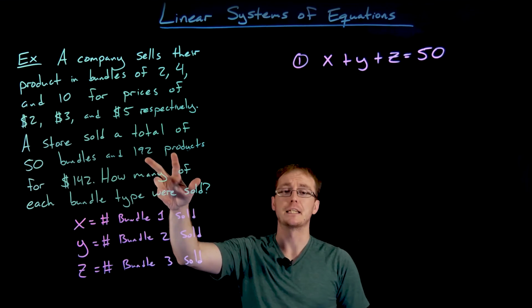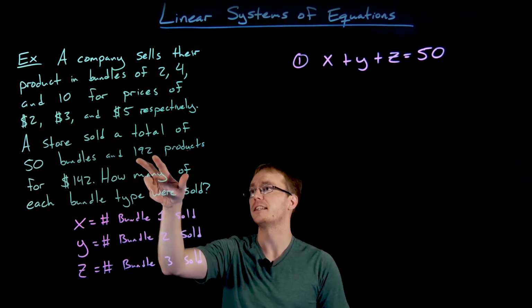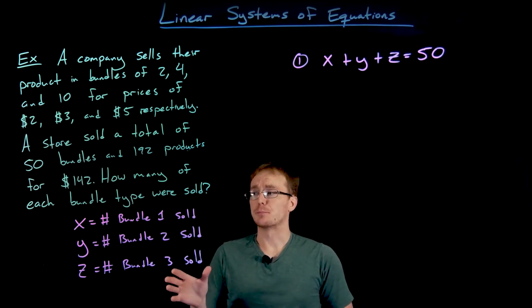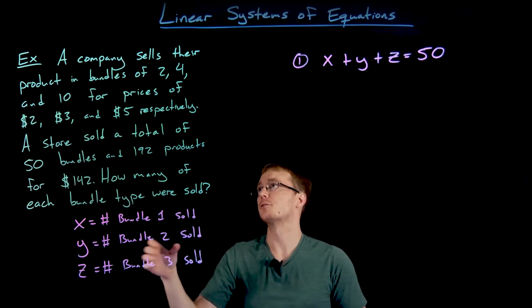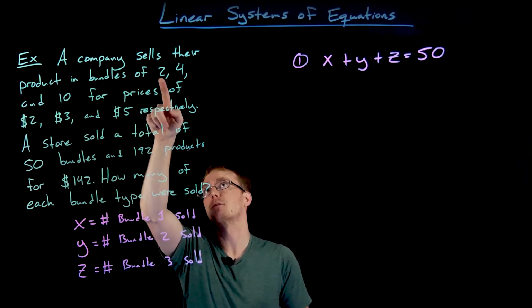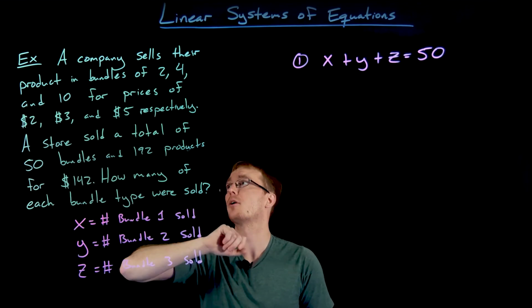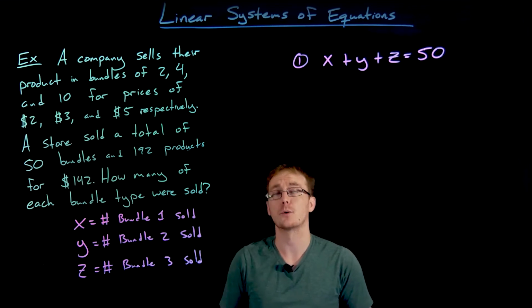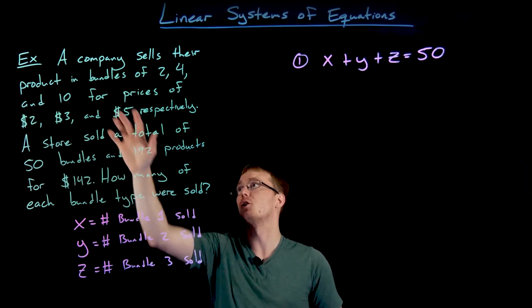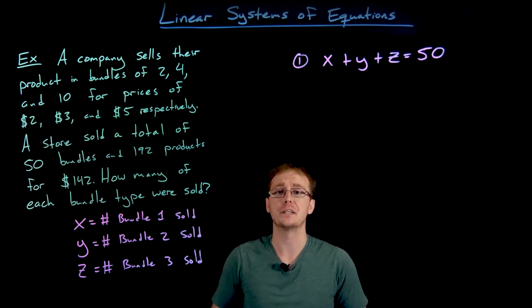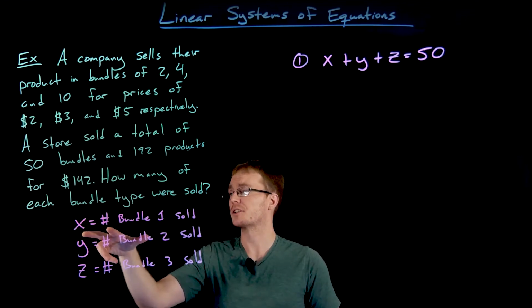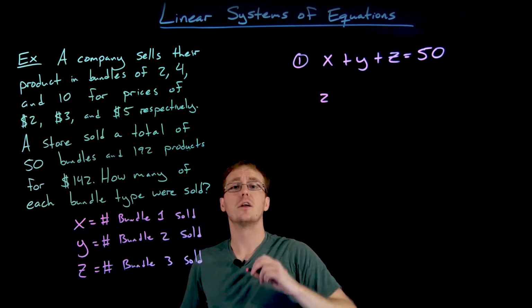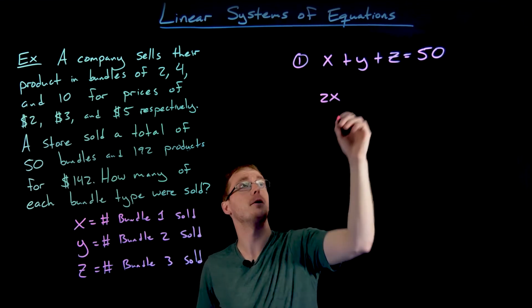Another piece of information that we are given that we haven't used yet, but we should be able to work with, is that in total, 192 products were sold at the store. And so these products are coming from all these different bundles, right? The first bundle type contains 2 products per bundle. The second bundle type contains 4 products per bundle. And the third bundle type contains 10 products per bundle. So our second equation is just going to be describing the total number of products being sold from all the different bundle combinations. How many products does the first bundle type contribute? Well, it's going to be 2 products per those first bundle types, and there's X of those first bundle types.